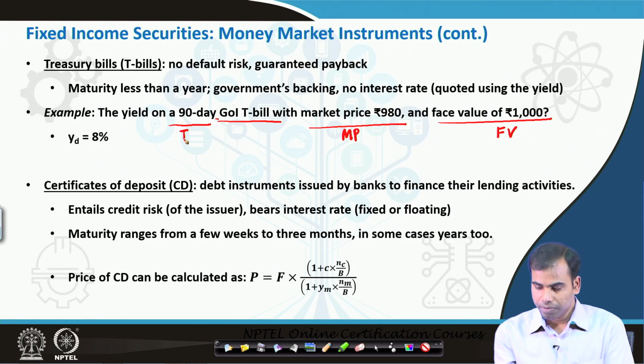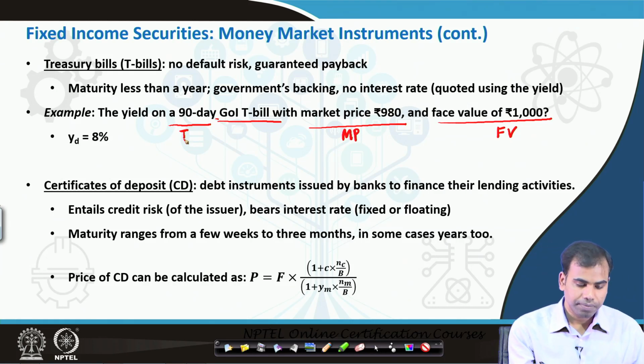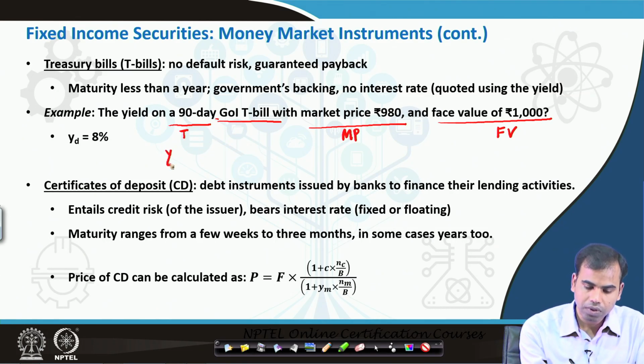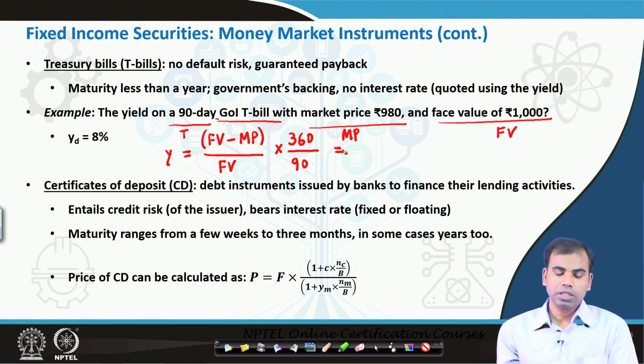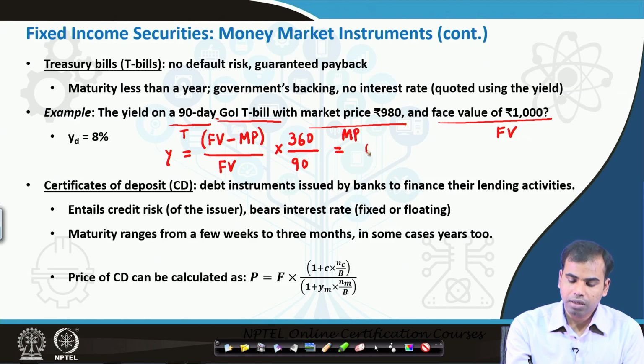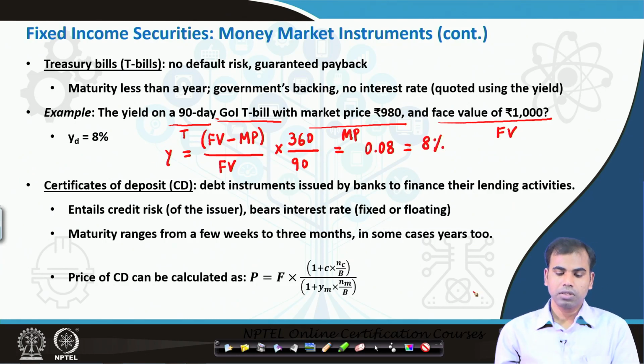So, if we try to calculate yield, we will have yield as face value minus market price, which is basically the difference between the face value and market price, with respect to the face value. This indicates the premium that you are getting, multiplied by the number of days in the year, typically 360 days, divided by the number of days for which the instrument is maturing. If you consider this formula, you can obtain the rate of interest or the rate of yield for which this particular T bill is traded.